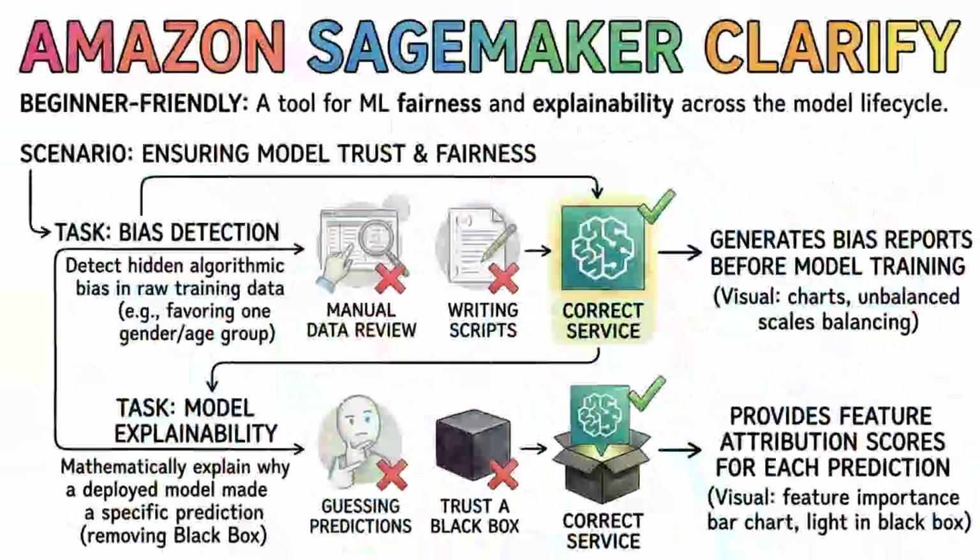Furthermore, after the model is fully deployed, Clarify can mathematically explain exactly why the model made a specific prediction, completely removing the dangerous black box nature of deep learning. Whenever an exam scenario demands model explainability, algorithmic fairness, or the strict elimination of demographic bias, Amazon SageMaker Clarify is always the premier, intelligent solution.